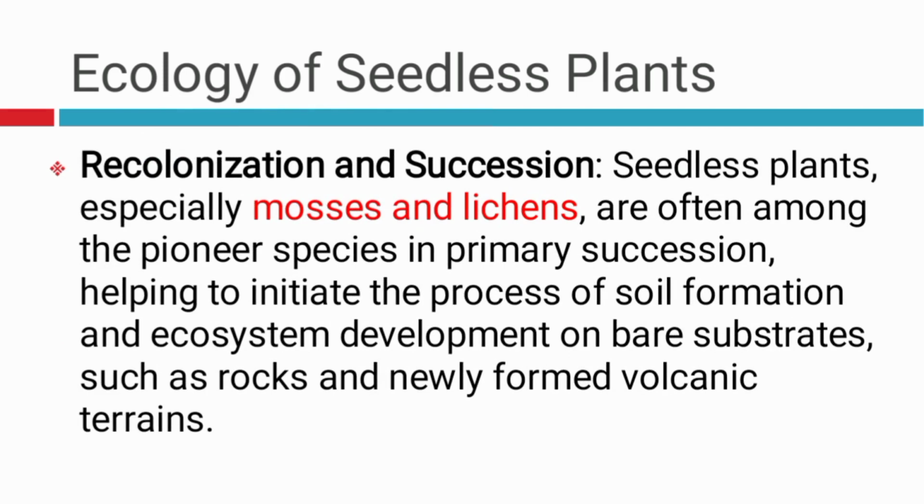Recolonization and succession. Seedless plants, especially, take note. I had to use the red color to highlight it. Mosses and lichens are often among the pioneer species in primary succession. This means that, for example, in a new habitat, they are the first to be seen. So we call them pioneer species.